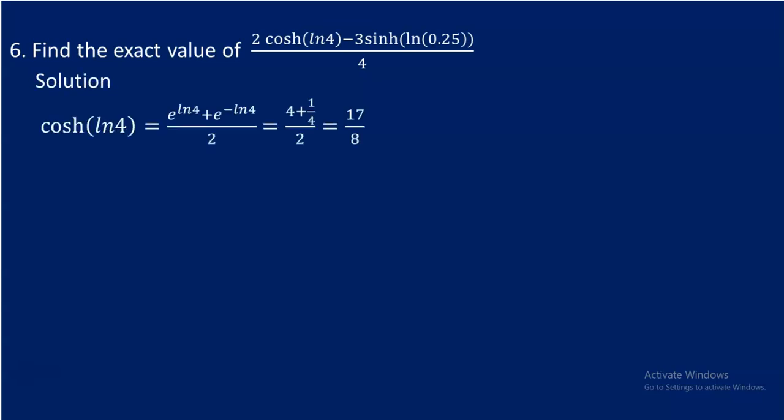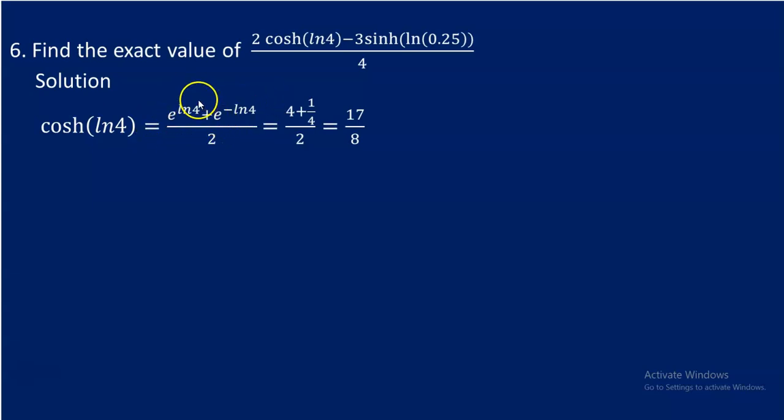The cosh of x is defined as e to the power of x plus e to the power of minus x, over 2. But here you are asked to find cosh ln 4. So in place of x you are supposed to use ln 4. So put ln 4 here, and again here minus ln 4, divided by 2.